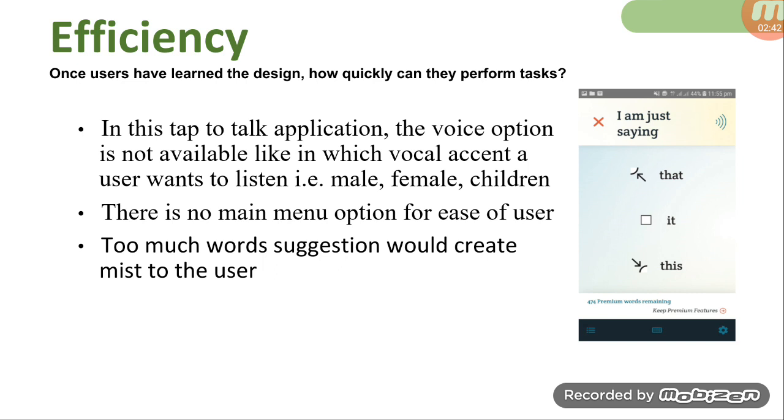Second, app testing evaluation gadgets to examine the app's efficiency. The efficiency is determined for users who have learned the design and how quickly they can perform the task. In this Tap to Talk application, the voice option is not available, like which vocal accent the user could listen to, such as male, female, or children's voice. And there is no main menu option for ease of the user, and too much word suggestion would create mess for the user.